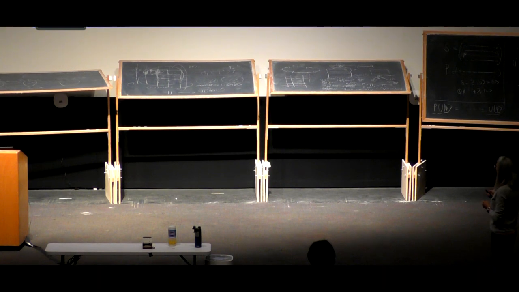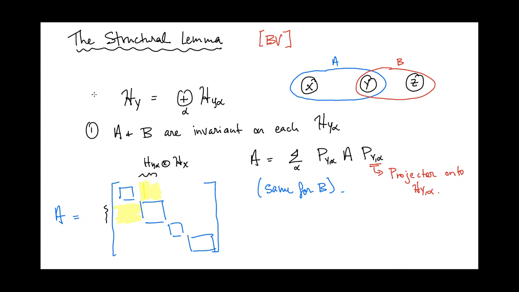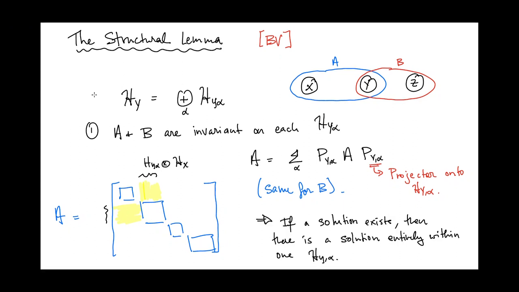So if I look at one of these terms in the sum, that corresponds to one of these blocks. And this is true also of B. So what that means is if a solution exists to my problem, then it's going to exist entirely within one of these subspaces. Okay?